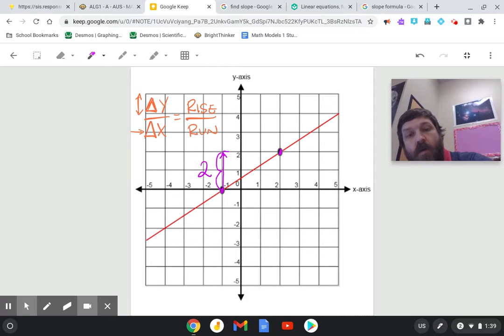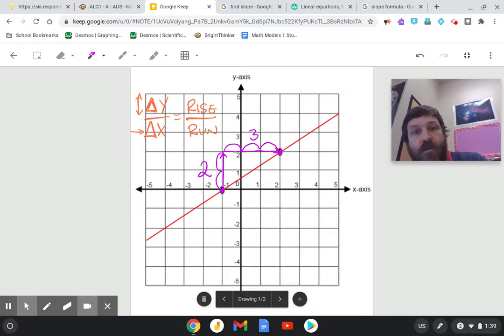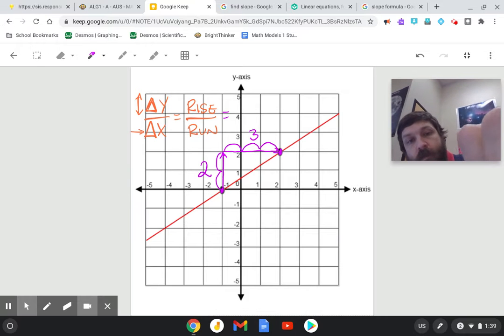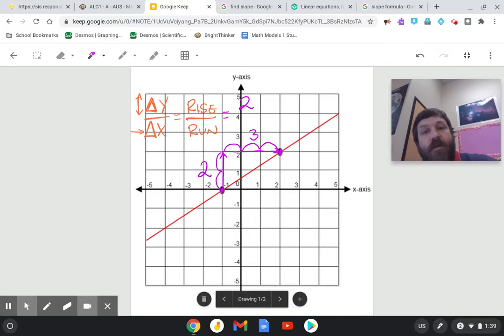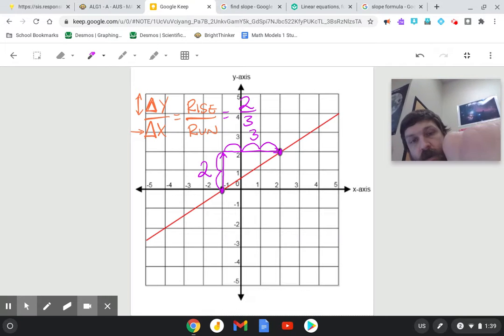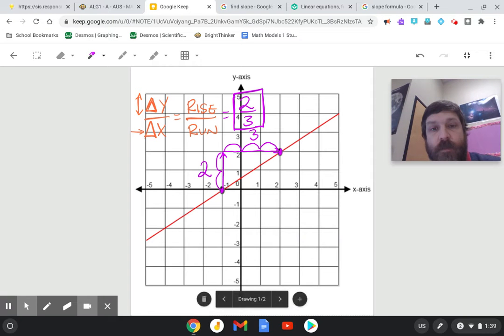And it's going to go over 3 units. 1, 2, 3. 3 units. So this 2 is my rise, and the run is my 3. And that number, that's it. That is the slope of this line. It goes up 2 units for every 3 units that it goes over. And that's how you find the slope graphically.